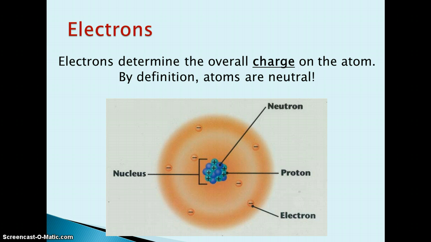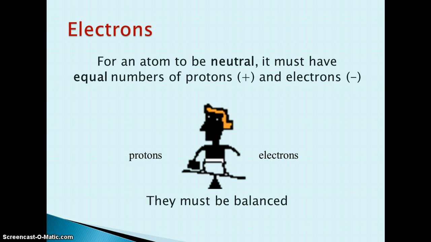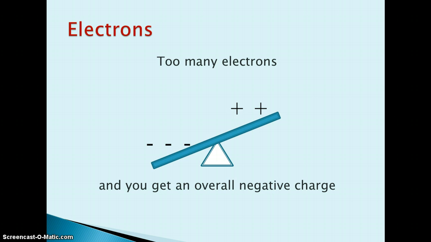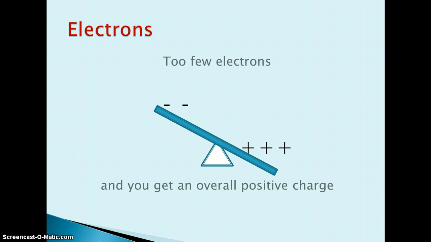But by definition, all atoms are neutral. So, for an atom to be neutral, it must have the same amount of protons and electrons. Positive and negative charges must be balanced. Now, when you get too many electrons, you'll get an overall negative charge. And if you get too few electrons, you get an overall positive charge.